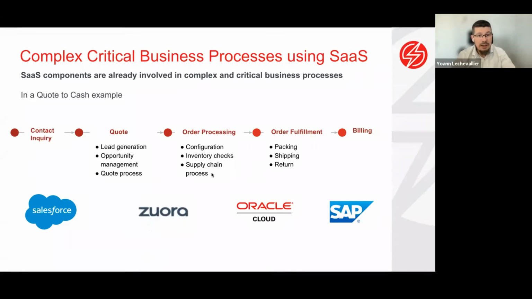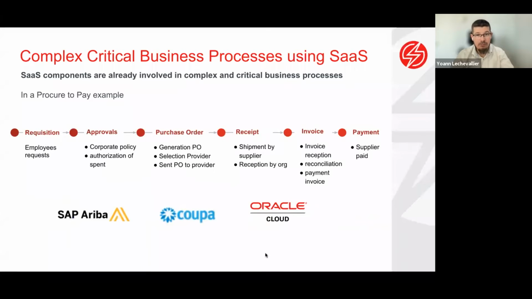Here, as an example illustrating one of our customers in the US, the contact inquiry and quote generation is taken by Salesforce, the order processing by Zuora, the fulfillment by Oracle, and the billing by SAP. So you can have different SaaS applications linked all together around this very critical business process. And that's very critical for the company, because if one of the components breaks, or if the workflow is not validated properly, you may have some very significant issues in this quote to cash workflow.